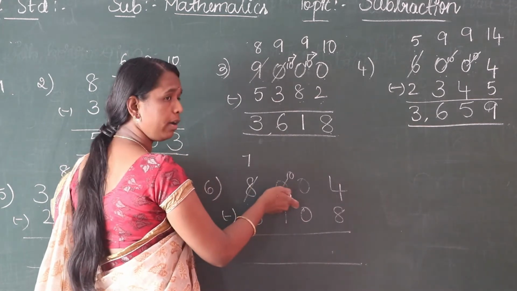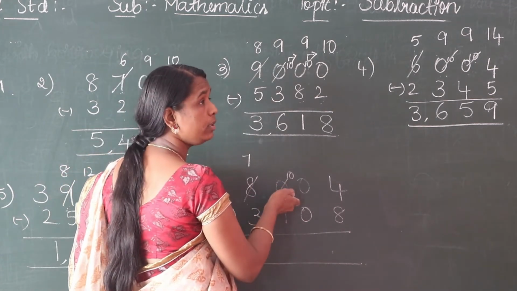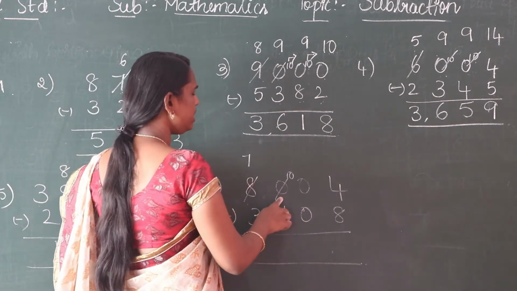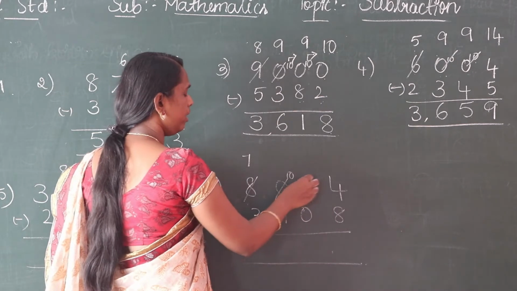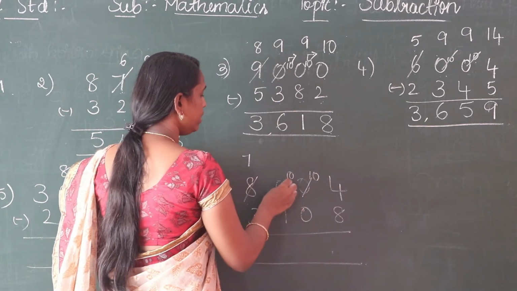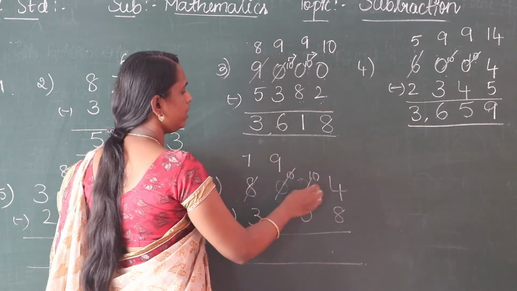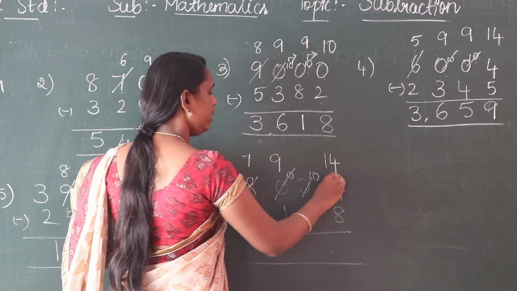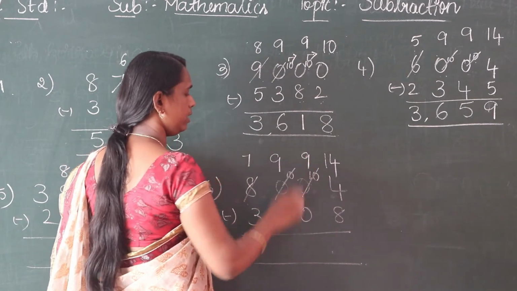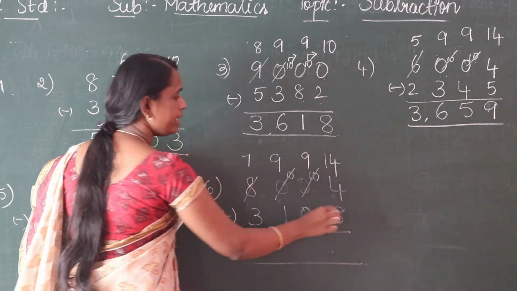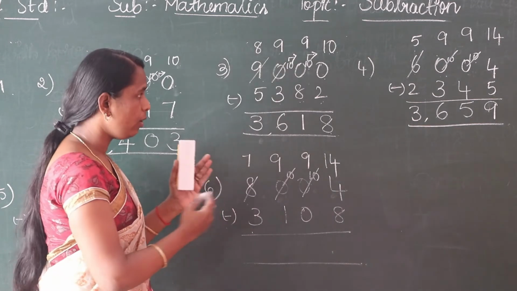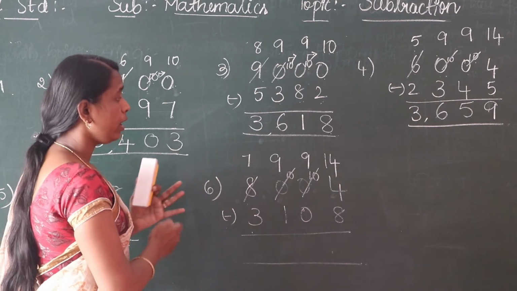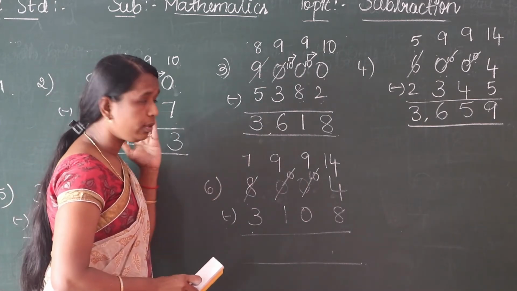So we give borrow from this 10 to the hundreds place. This 0 becomes 10, and again we give to the tens place. This 10 becomes 9. So take borrow from the tens place. This 4 becomes 14. This 10 becomes 9. 14 minus 8, how much? So we count forward, counting from 14 to 8.